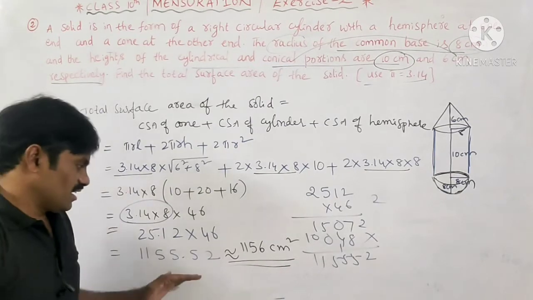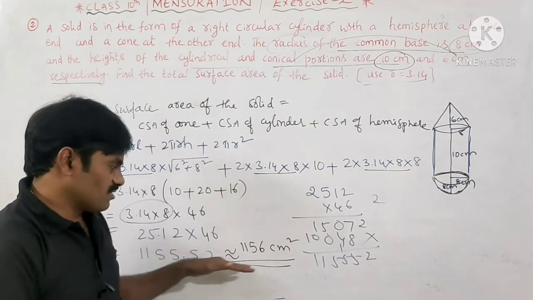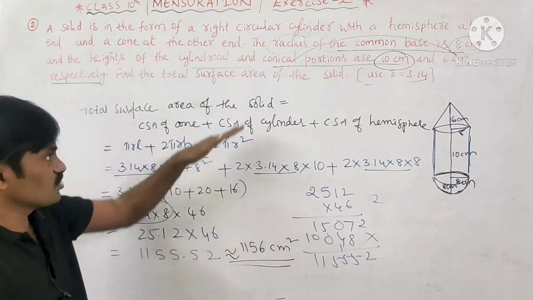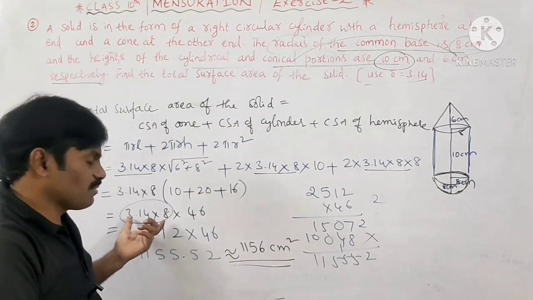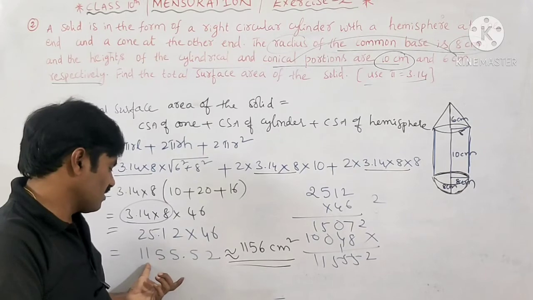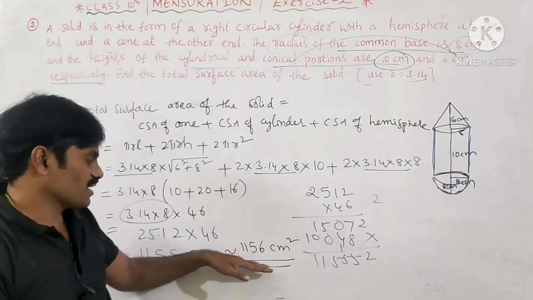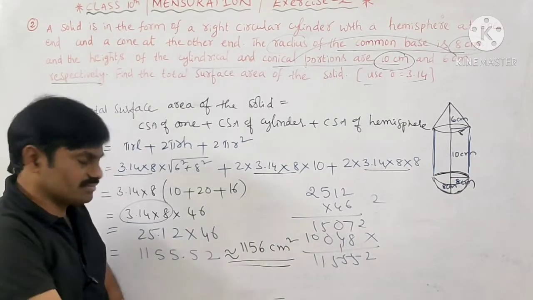Okay. In the textbook they also give a similar answer. Okay, we got it like this. If you use 22 by 7, you will get a different answer. Okay, but here 3.14 is given. According to this, we got 1155.52 centimeters square. Approximately, you can write it as 1156 if you round off.